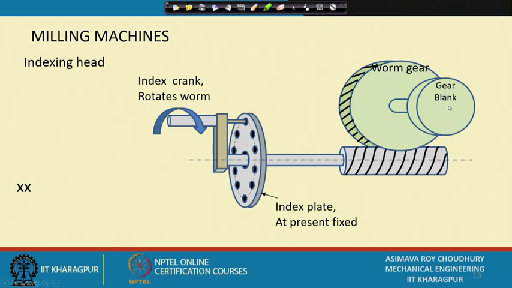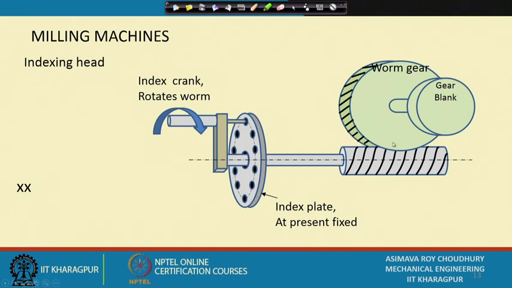This is the gear blank. It might be something different. It might be a cylinder on which we want to cut 4 sides at equal intervals. It might be a hexagon to be produced from a cylinder, or it might be, as we have indicated, a gear blank.